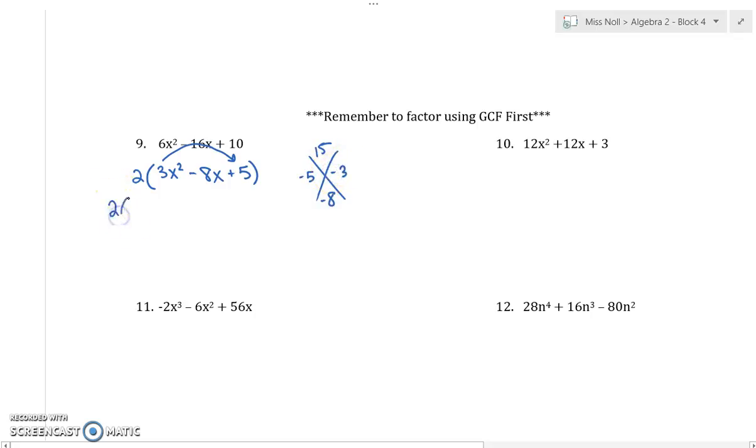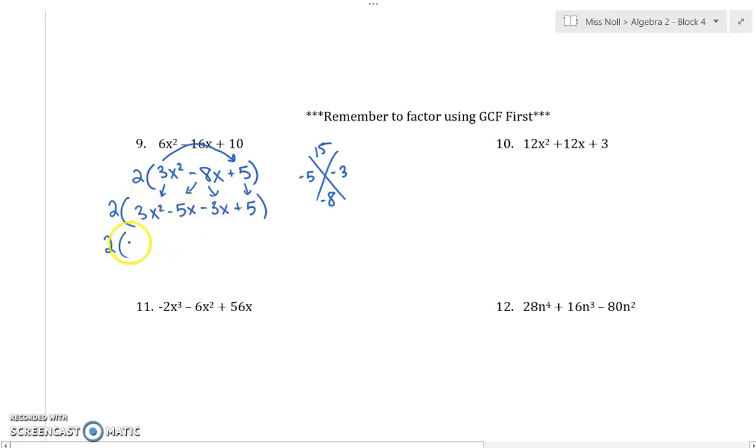Again, the 2 is just hanging out for the ride, and I'm going to uncombine like terms for negative 8x. And these guys are just going to come down, the 3x squared and the 5. So I have 3x squared minus 5x minus 3x plus 5. The 2 is still hitchhiking along. And then I'm going to go ahead and factor by grouping what's inside the parentheses.